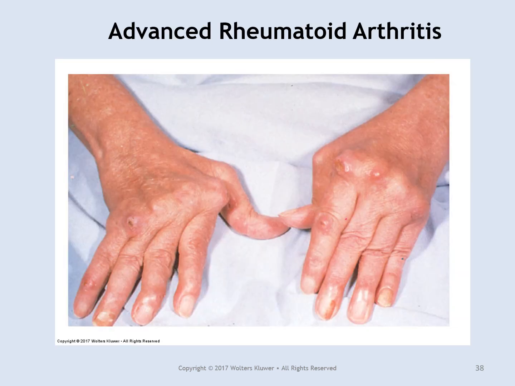This is a picture of someone with rheumatoid arthritis. You can see the bending and swelling that is developed from that overgrowth of synovial tissue and buildup of synovial fluid, and the resulting deformation of the underlying joints.